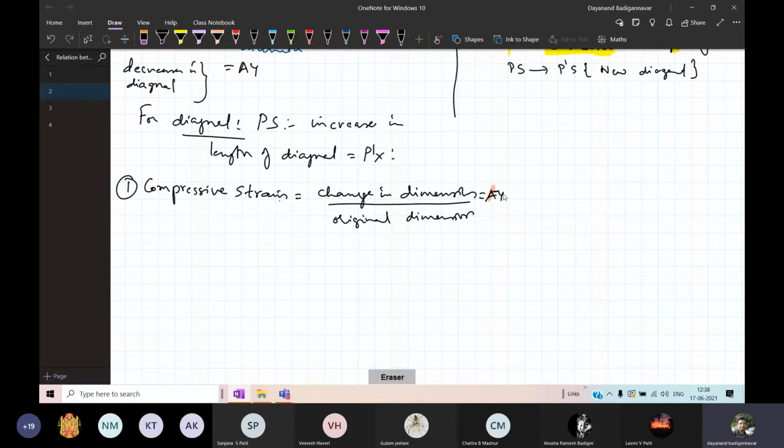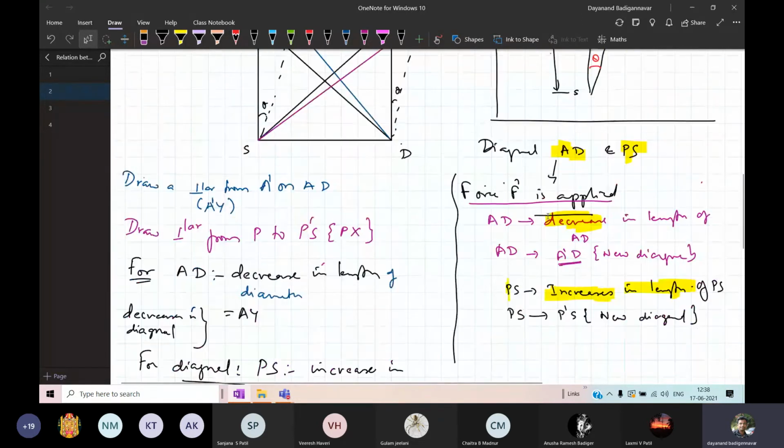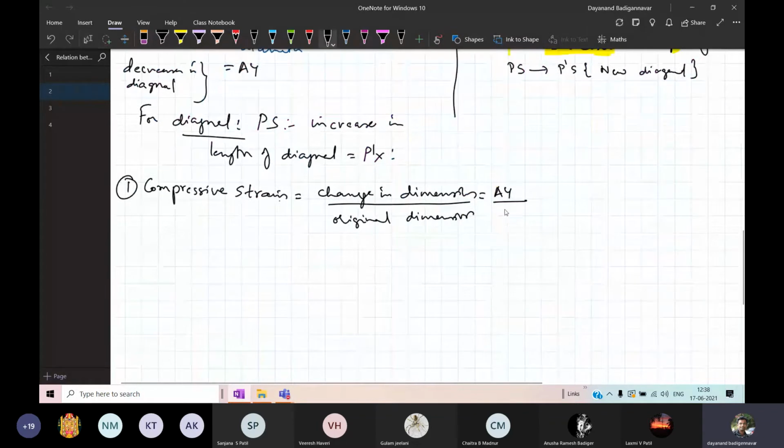AY divided by the original dimension. Now look here, length is AD. You are getting the point. Change in length is AY, so I have to write the original dimension as AD. The diagonal is AD. You are getting the point.